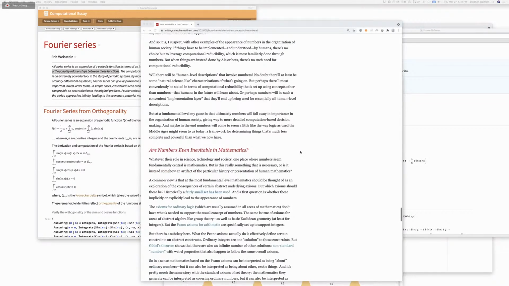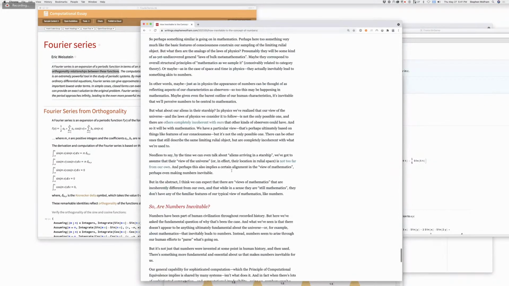Yeah, I agree. And again, here, whatever their role in science, technology, society, one place where numbers seem fundamentally central is mathematics. This is a good argument: now I know what the point is of this section. I may or may not care about it, but I know what the point is. When I write these things, sometimes I nail these intro paragraphs very quickly. Sometimes I noodle for 5 or 10 minutes, and I have many versions of them that are considerably more complicated, and eventually they get simpler and fairly direct.